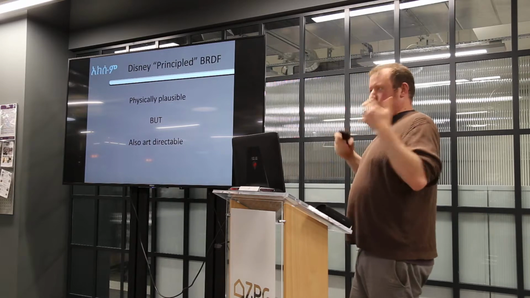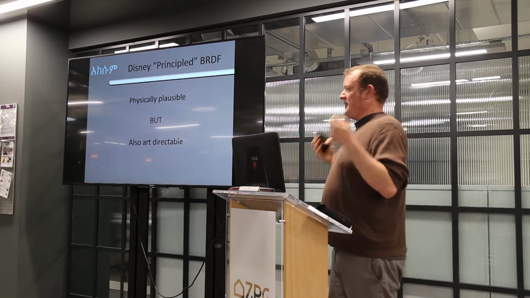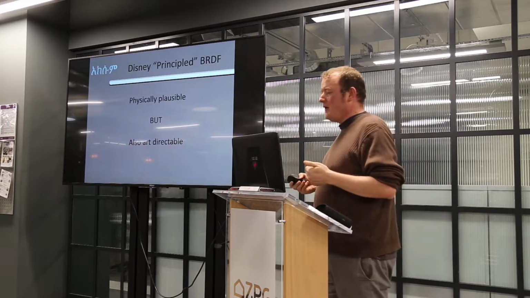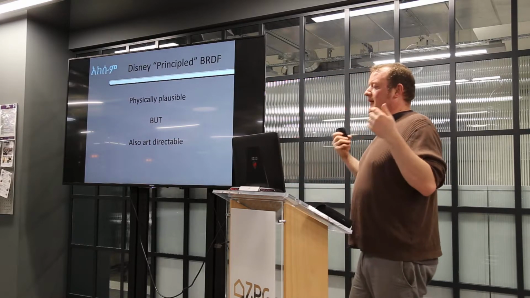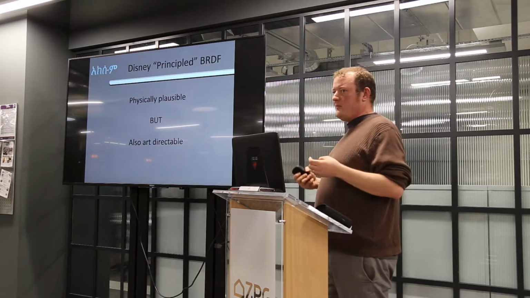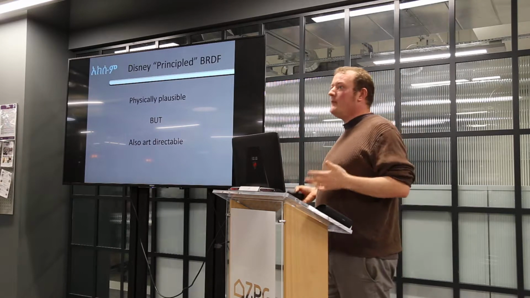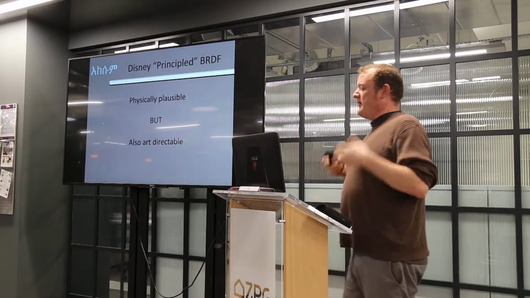So Disney looked at these and said, okay, how do we come up with a BRDF that actually simulates how these materials actually behave in the real world? What they came up with, as described in the paper, was their principled BRDF system. So this is a system, a way of representing material that is physically plausible. It is actually based on how real-world materials behave in the real world, but it's also artistic.